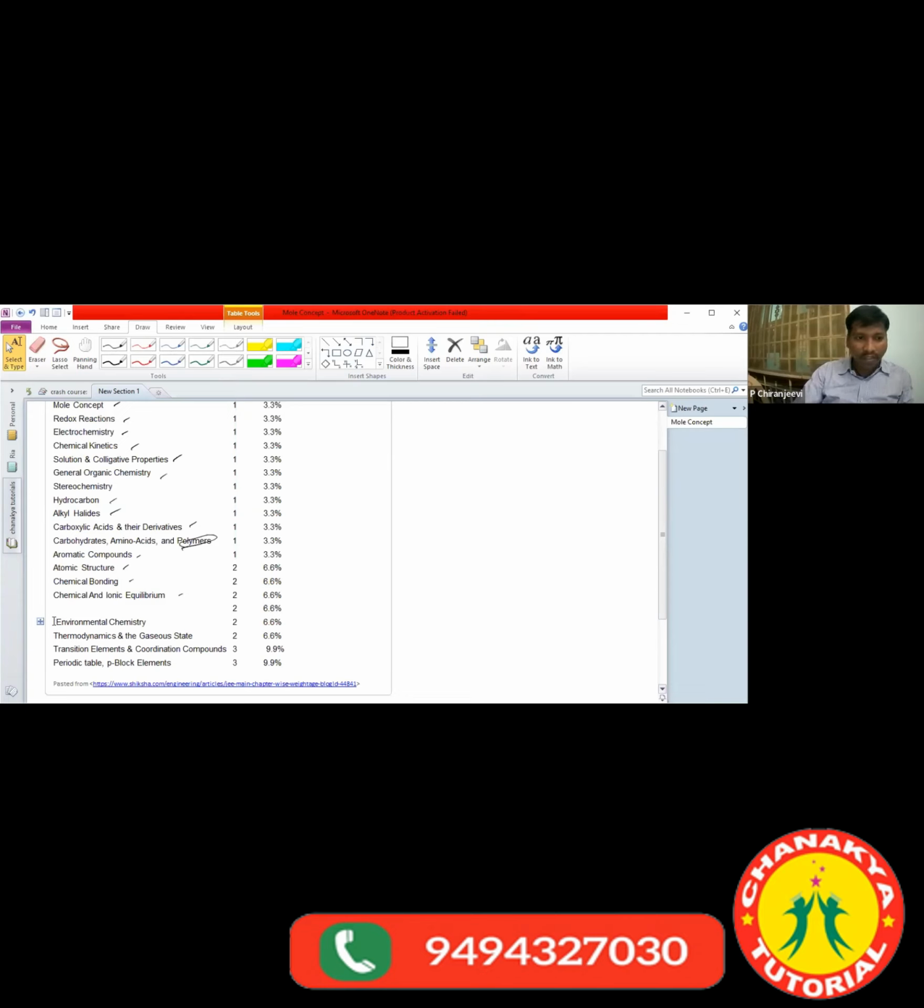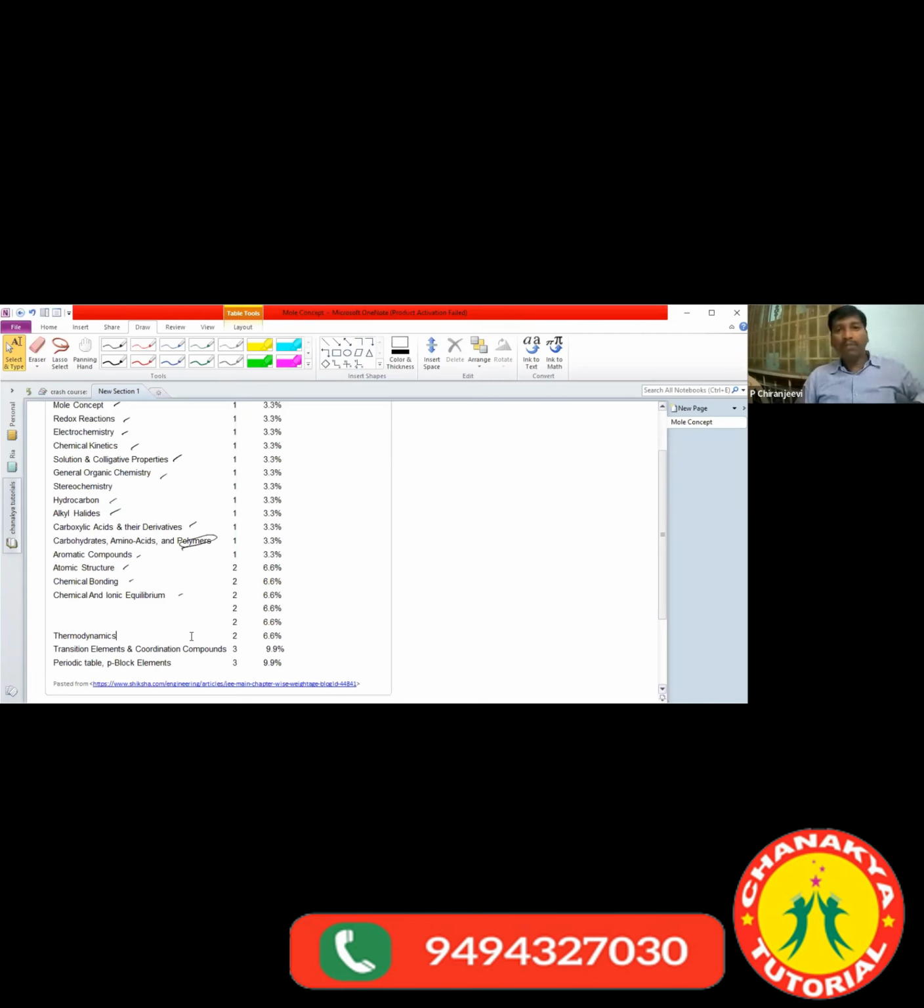This one, gas state is also deleted. Okay, so this is about your JEE Main syllabus. In this, what are the main important chapters we have? From where they ask more questions: atomic structure is there, chemical bonding is very, very important, chemical equilibrium and ionic equilibrium, thermodynamics, transition elements and coordination compounds, periodic table and p-block elements.